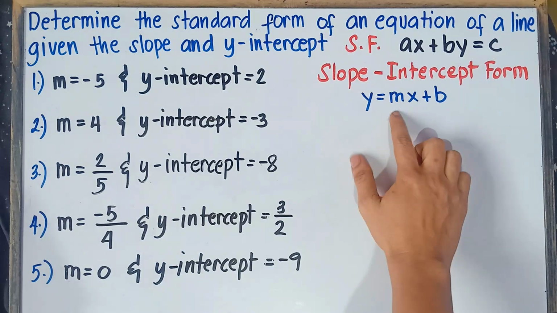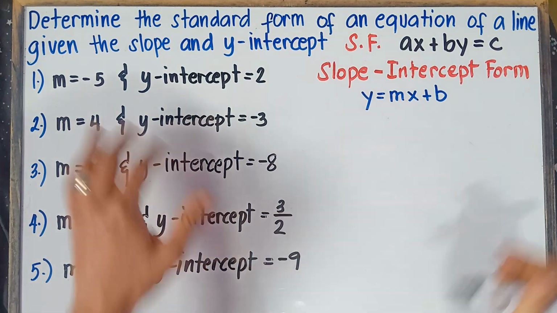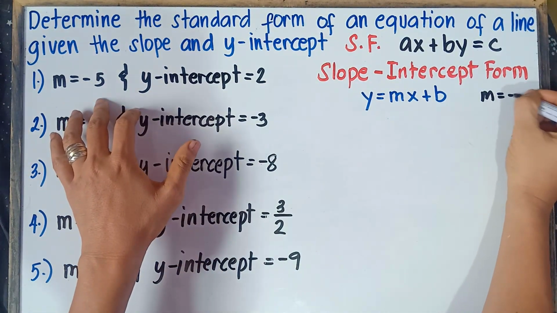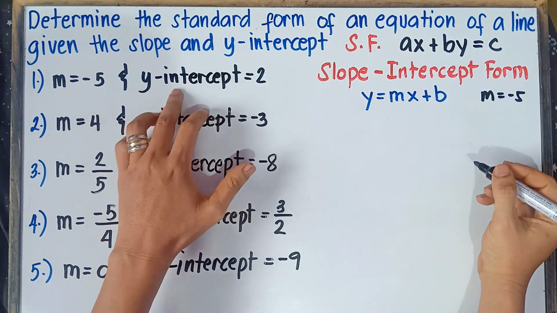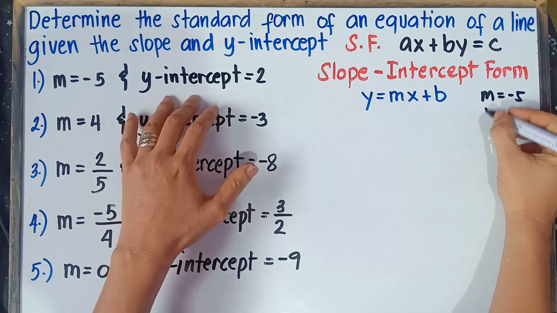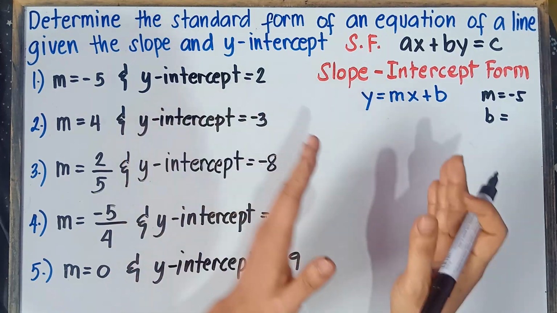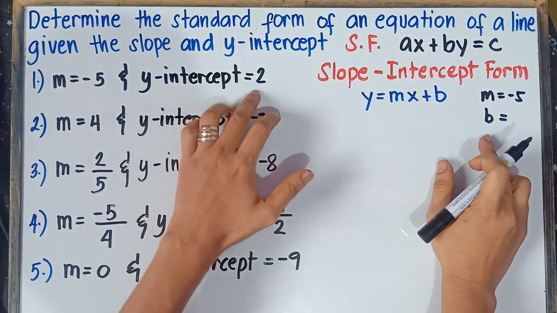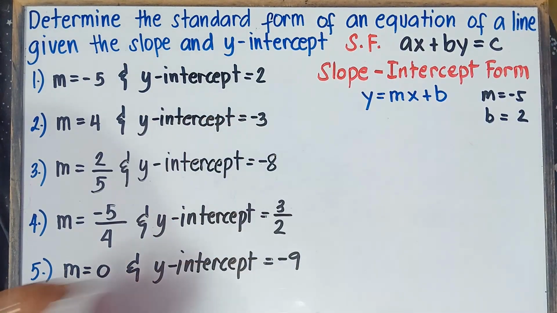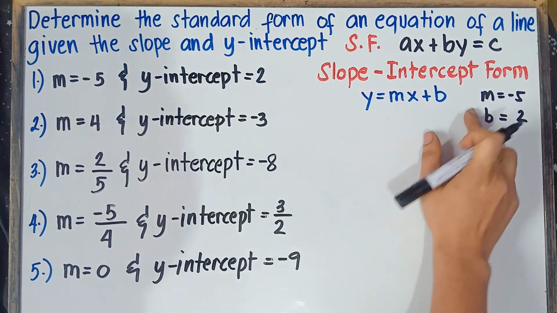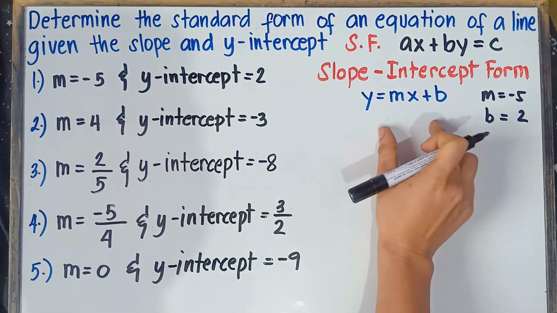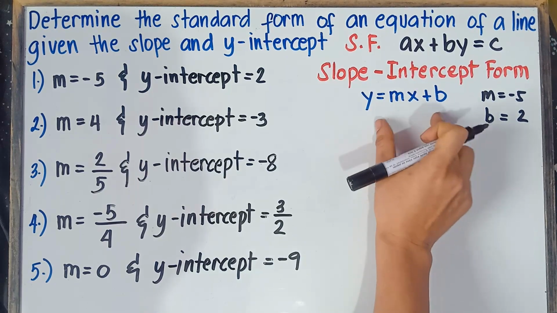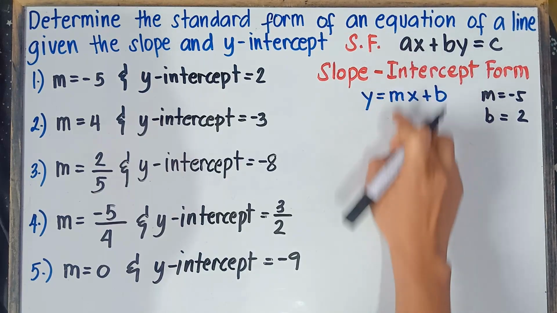Alright, so let's start with example number 1. Our given slope is negative 5. And then our given y-intercept, or we can write this as b. Once again, b is equal to the y-intercept. The value of b is positive 2. Then simply substitute the value of m and the value of b in this given equation, and afterwards, we transform this equation into standard form.